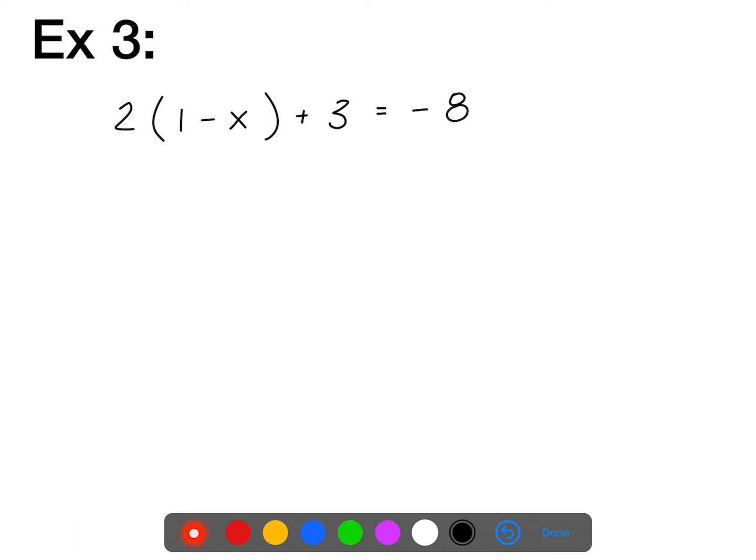What if I said 2(1 - x) + 3 = -8? The first thing I'm going to say to you is don't call me after midnight. Don't call me after midnight. I am tired from taking care of Logan all day, and I will be sleeping.